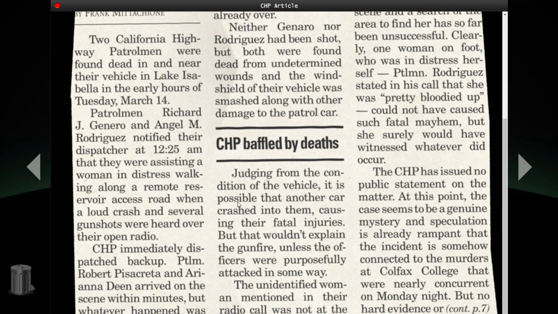Judging from the condition of the vehicle, it is possible that another car crashed into them, causing their fatal injuries. But that wouldn't explain the gunfire unless the officers were purposely attacked in some way. The unidentified woman mentioned in the radio call was not at the scene, and search of the area to find her has so far been unsuccessful. Clearly, one woman on foot who was in distress herself. Patrolman Rodriguez stated in his call that she was pretty bloodied up, could not have caused such fatal mayhem, but she surely would have witnessed whatever did occur. The CHP has issued no public statement on the matter. At this point, the case seems to be a genuine mystery, and speculation is already rampant that the incident is somehow connected to the murders at Colfax College that were nearly concurrent on Monday night, but no hard evidence, and continued on page 7.